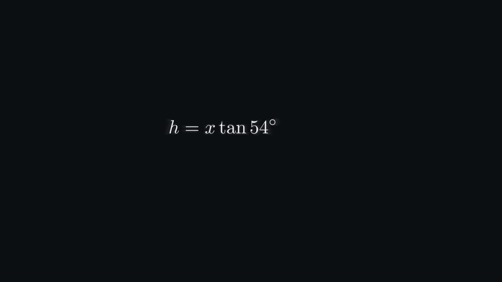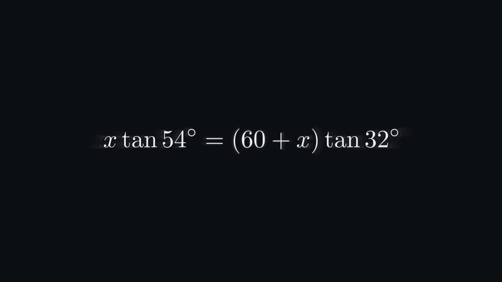h equals x tan 54 degrees. h equals (60 plus x) tan 32 degrees. Both equations are equal to the same height, h. Therefore, we can set the right-hand sides equal to each other. This equation allows us to solve for x. x tan 54 degrees equals (60 plus x) tan 32 degrees.